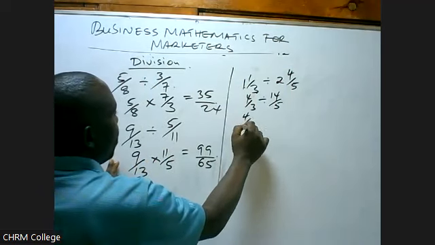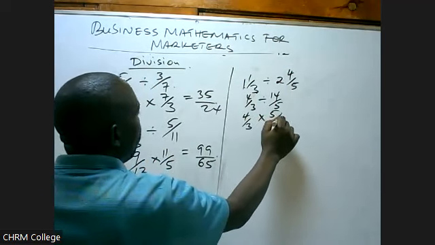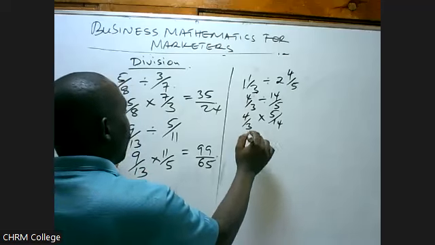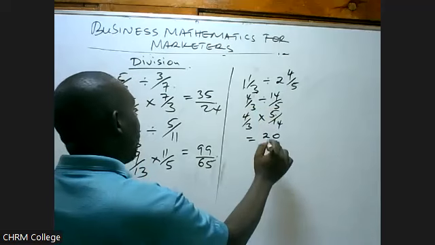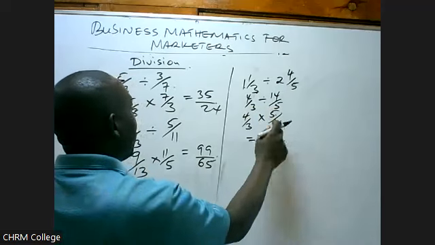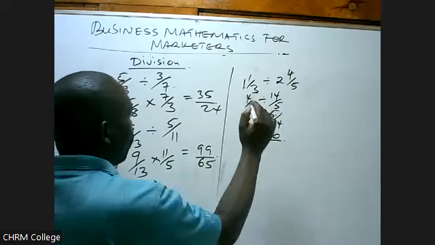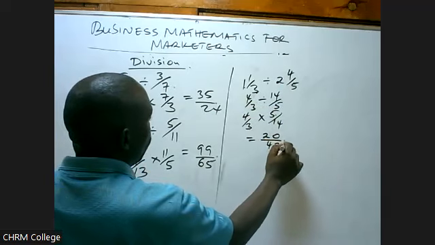This is 4 over 3 times 5 over 14. And then you find that this is going to be equal to 20, since 4 times 5 is 20, divided by, this is 30 plus 12, which is 42.